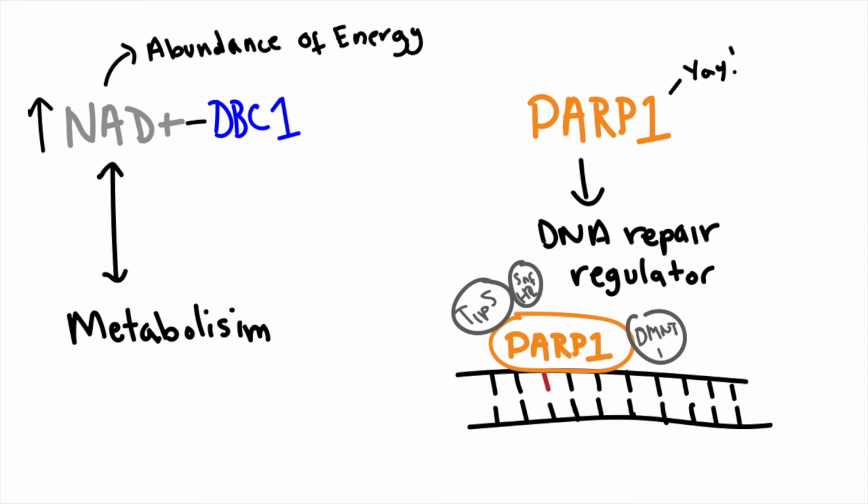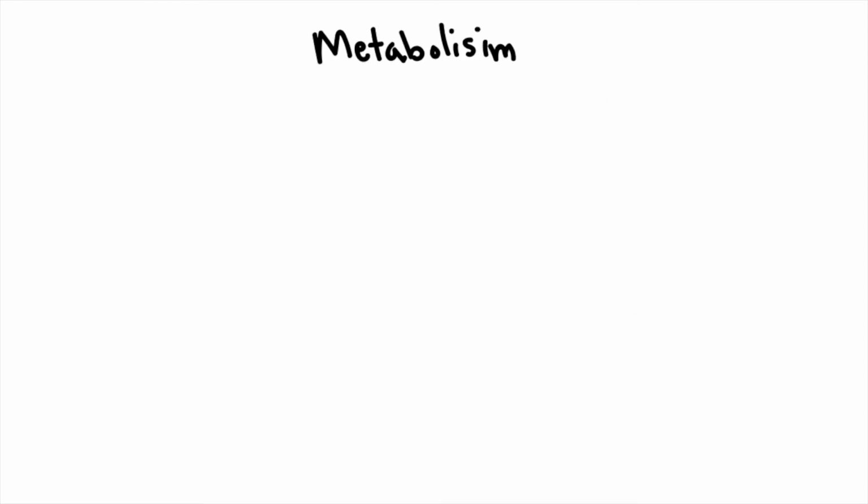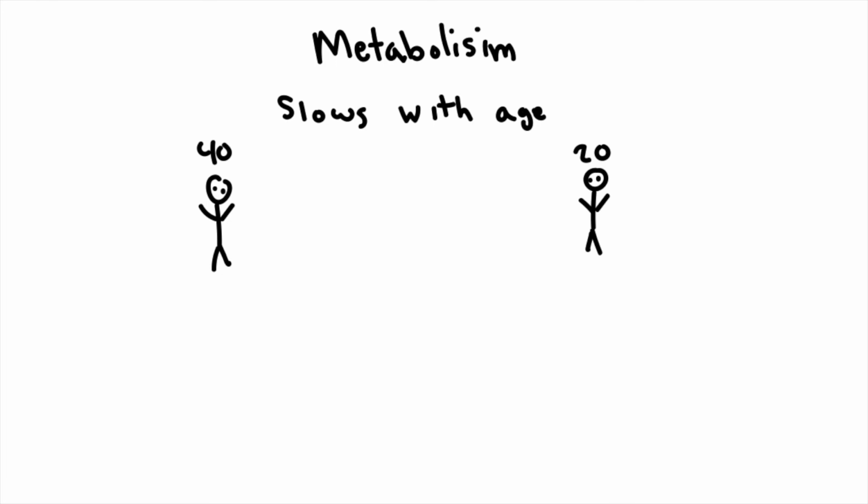Almost everyone is familiar with the idea that your metabolism slows when you get older. It is hard for a 40-year-old to eat like a 20-year-old while still maintaining the same level of relative fitness. This is because your metabolism is slower when you get older. This manifests itself in cells as well.